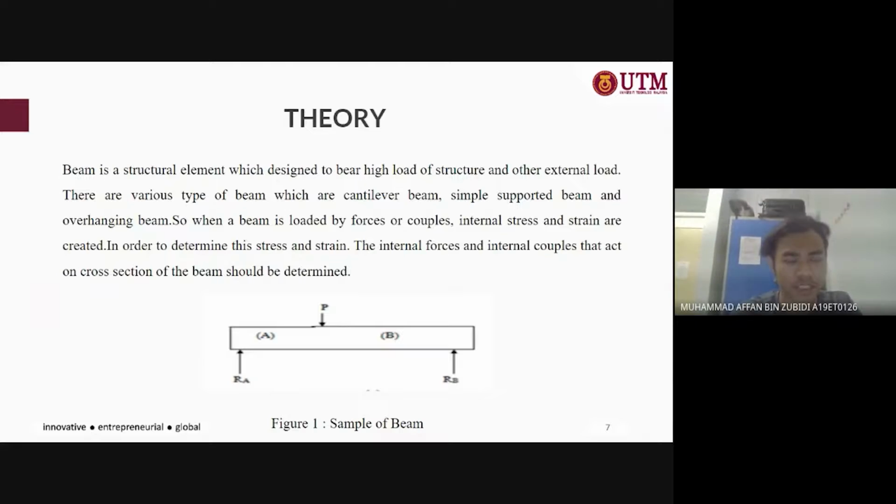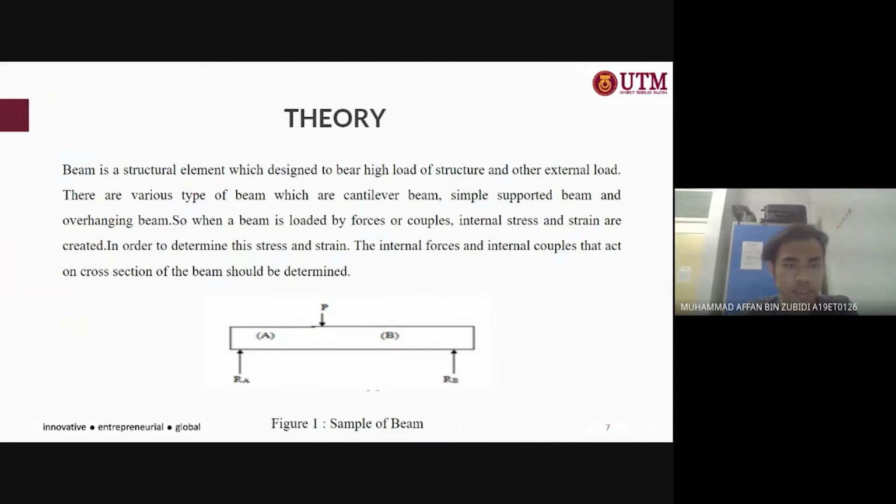Okay, so my name is Muhammad Afan. I will cover the theory and procedure. In this experiment 5 we are dealing with the bending moment experiment, which involves a beam. So what is a beam? A beam is a structural element designed to bear high load of the structure and other external load. There are various types of beam, which are cantilever beam, simply supported beam, and overhanging beam.